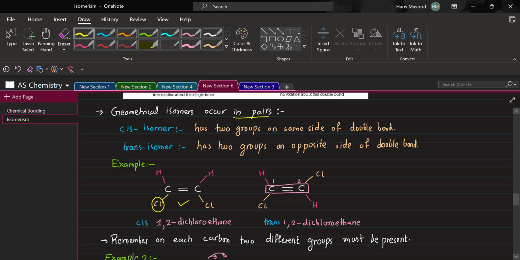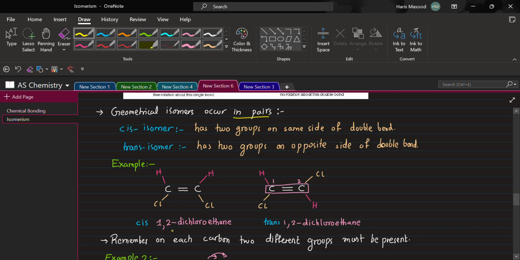Chlorine, if this has chlorine on the downward side, this also has a chlorine on the downward side. Trans isomer has them on opposite sides. If it has down, then this carbon has it on the upward side. They are on opposite sides. So this would be the cis and the trans. See the naming.